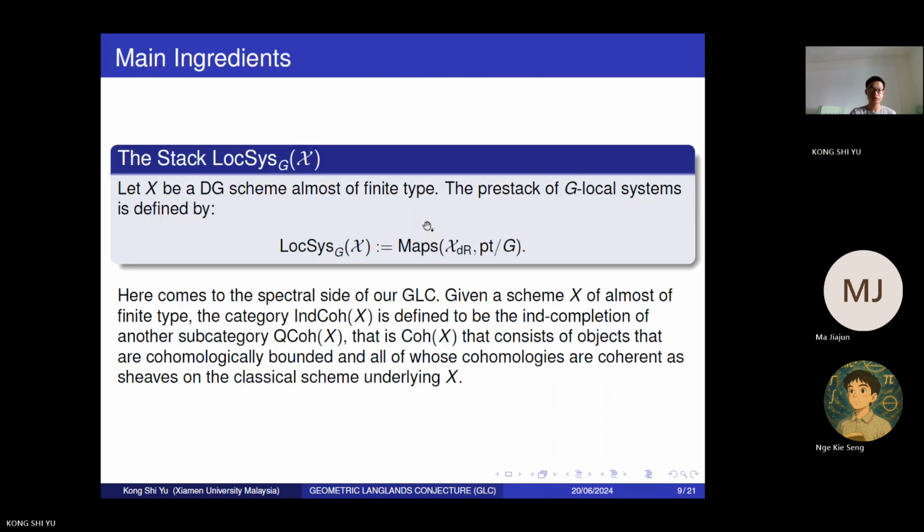So given a scheme of almost finite type, the category of ind-coherent sheaves is defined to be the ind-completion of another subcategory, the coherent sheaves. This subcategory consists of objects that are cohomologically bounded, and all of whose cohomologies are coherent sheaves on the classical scheme underlying X.